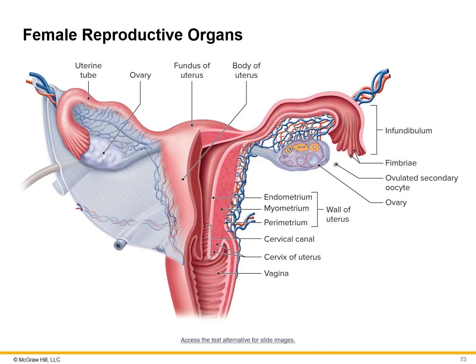Basically, what that means is that your cervix is connected to the vagina. But the cervix portion of the uterus, that is the part that protrudes into the vagina.